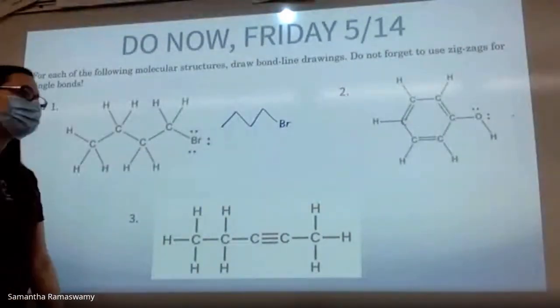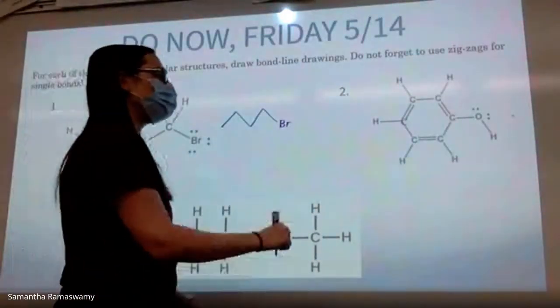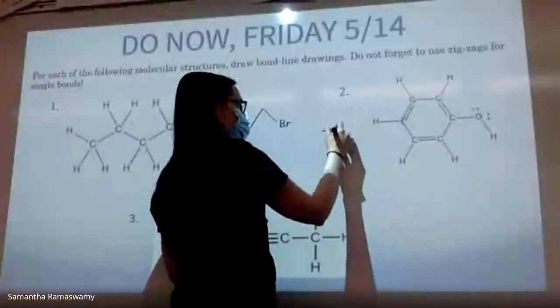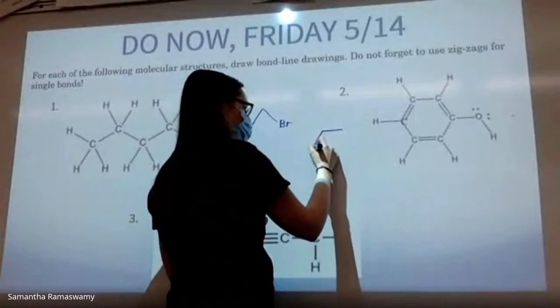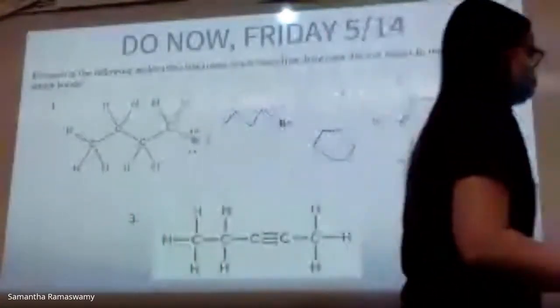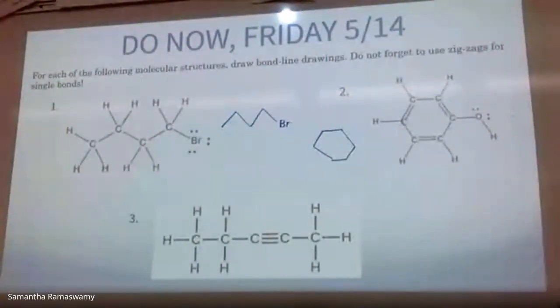In number 2, here we have a ring structure. So 1, 2, 3, 4, 5, 6 carbons in a ring. So we could just make it look, oh, you know, no. It's a little lopsided.